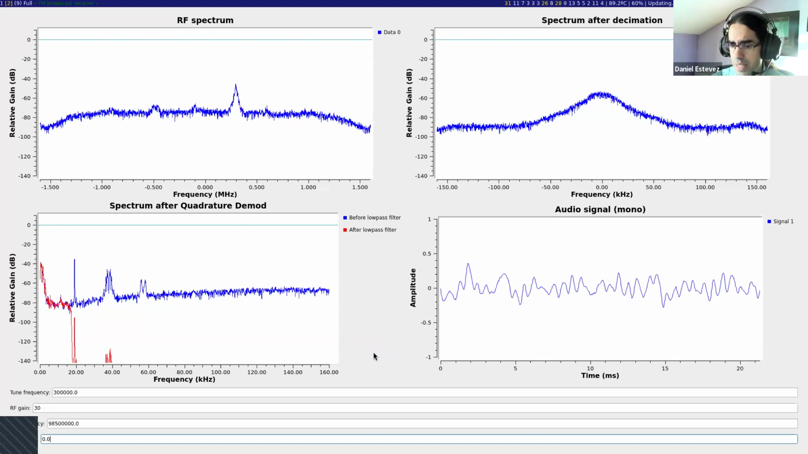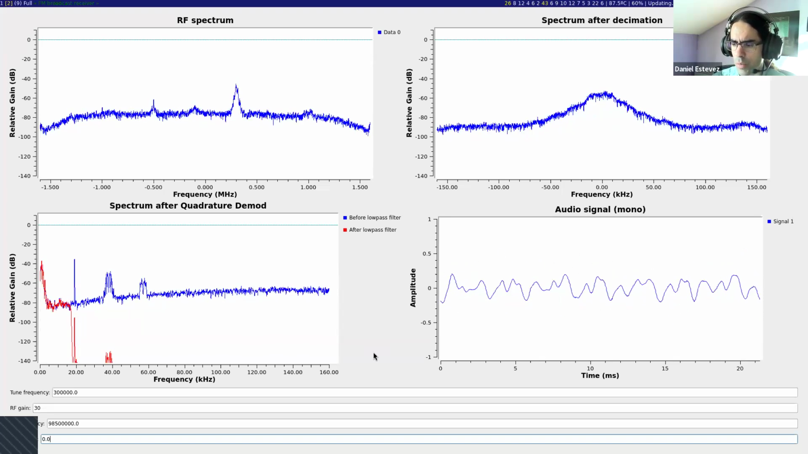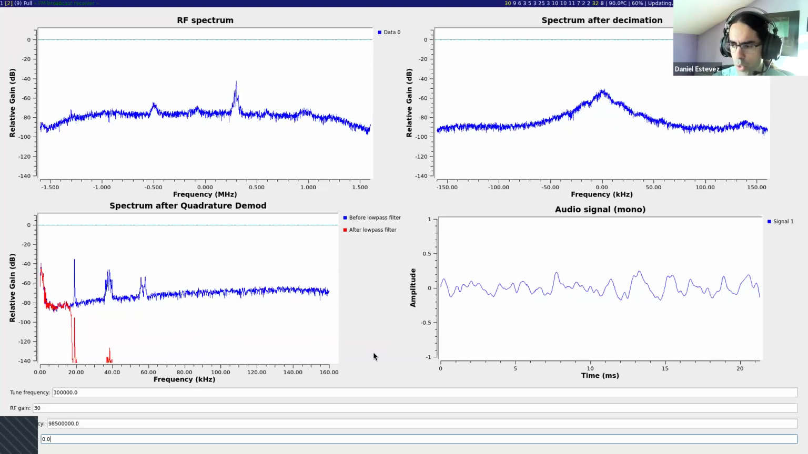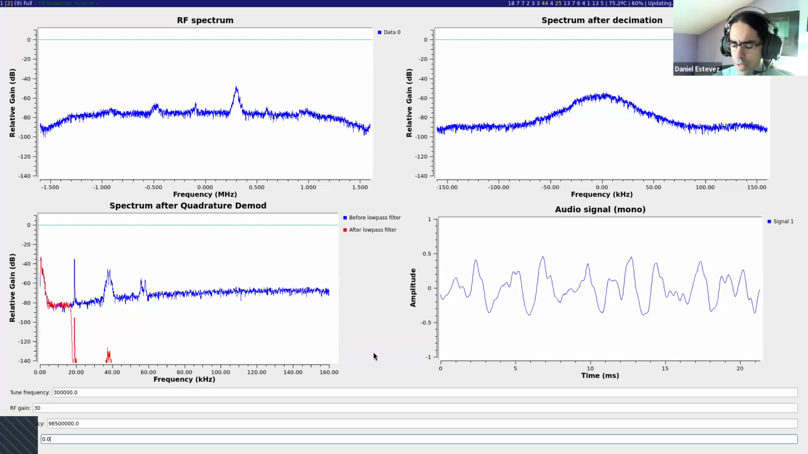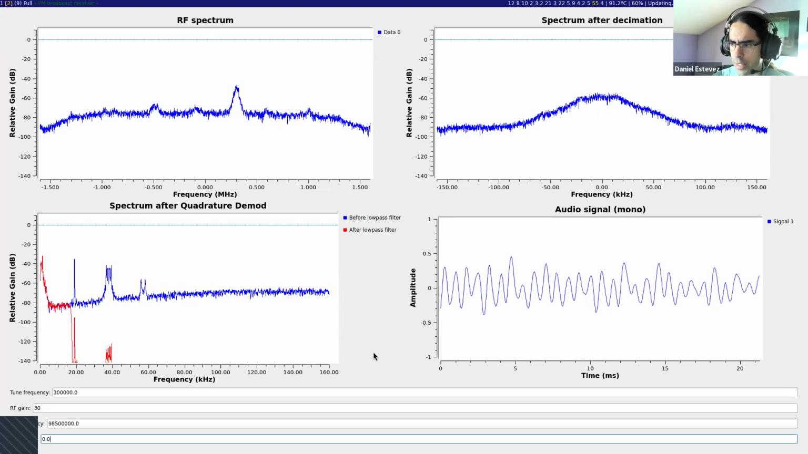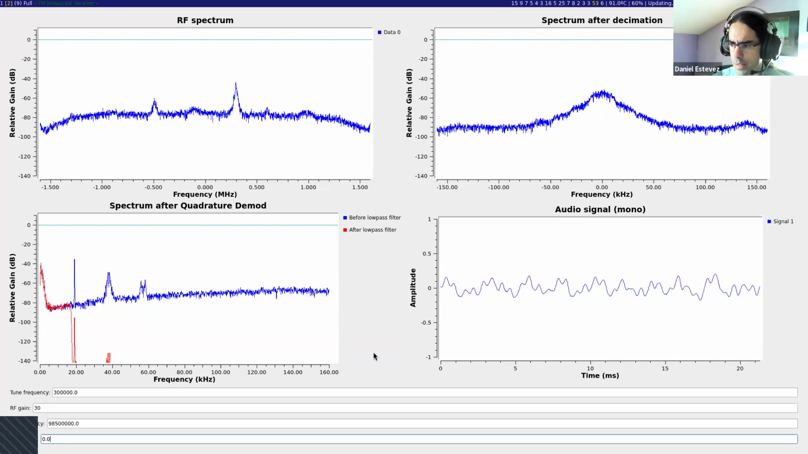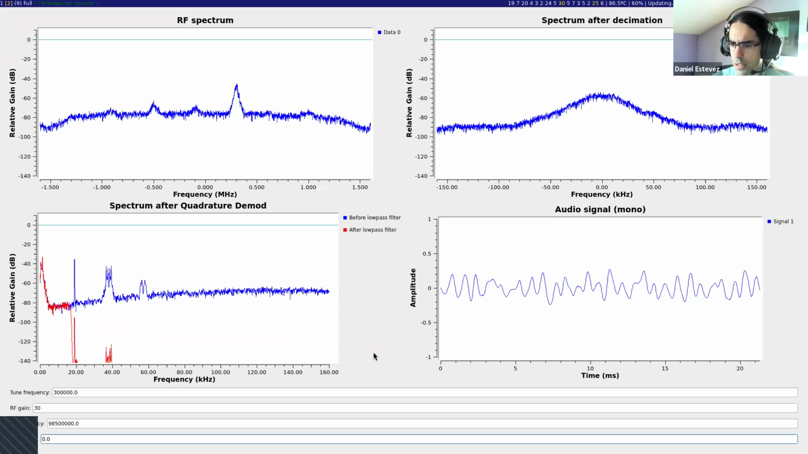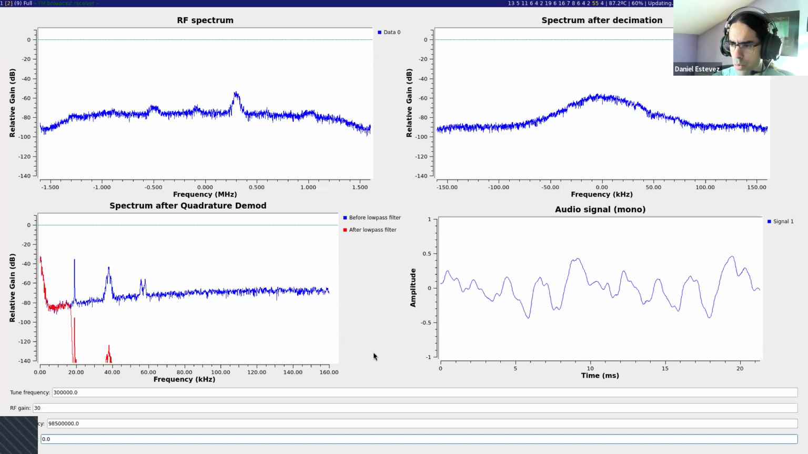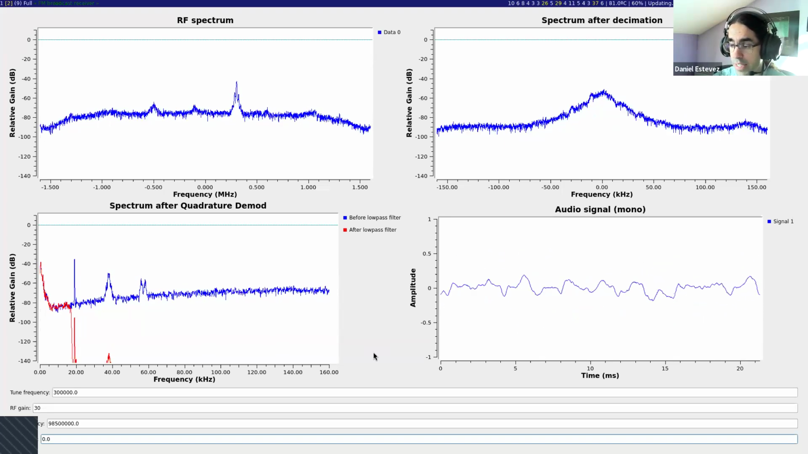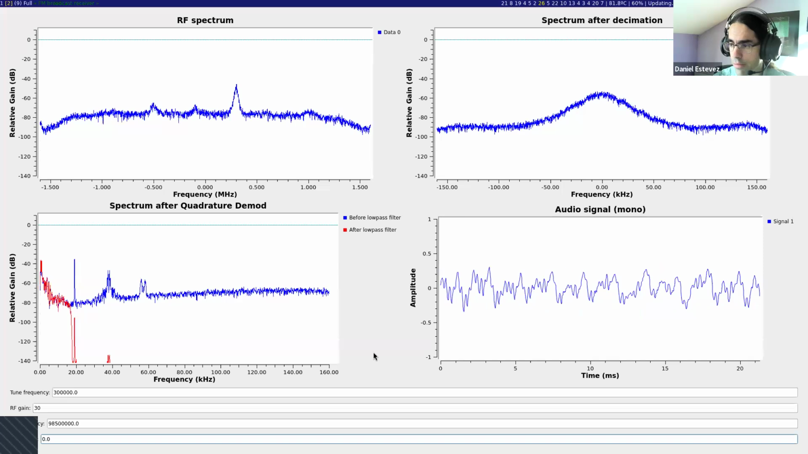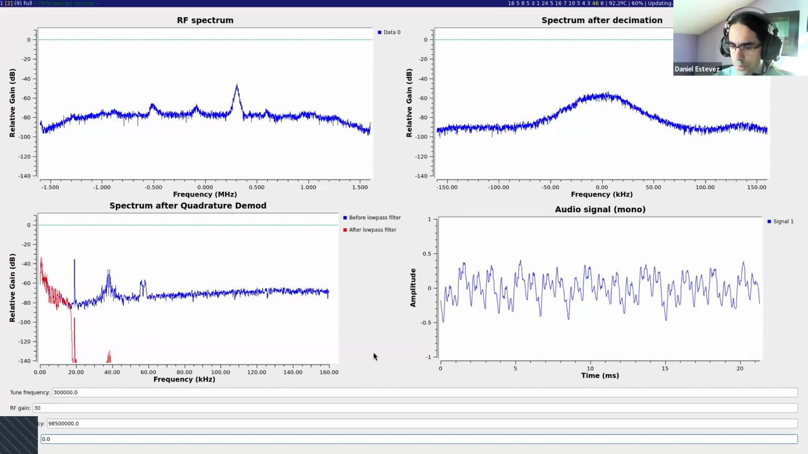Okay, this is basically what GQRX is doing when we use the GUI to tune to an FM radio station, and we tell it it's wideband FM and play it back. It's doing something very similar to this to extract the audio frequency signal from the FM signal.